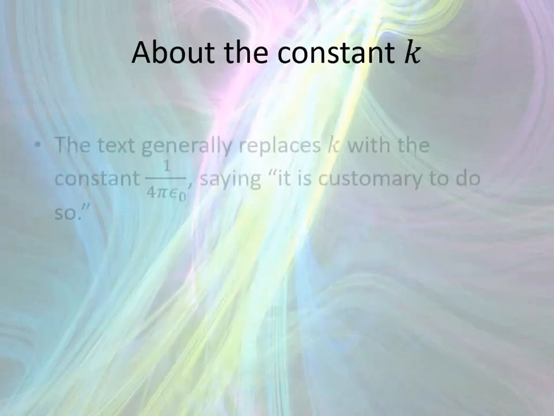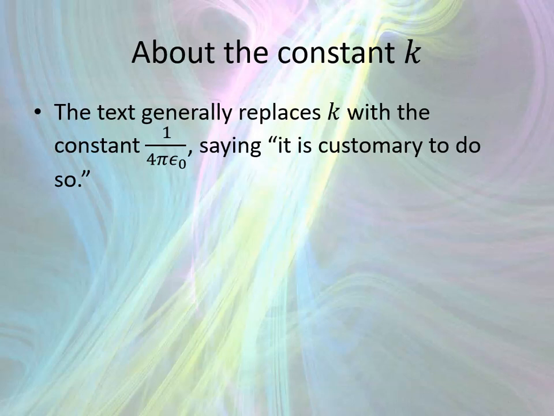So I've already mentioned before that sometimes the Coulomb constant lowercase k is replaced by capital K. And there's another thing to keep in mind. A lot of times it's replaced by 1 over 4 pi epsilon naught. In fact, that happens much more often than you would see lowercase k replaced by capital K.